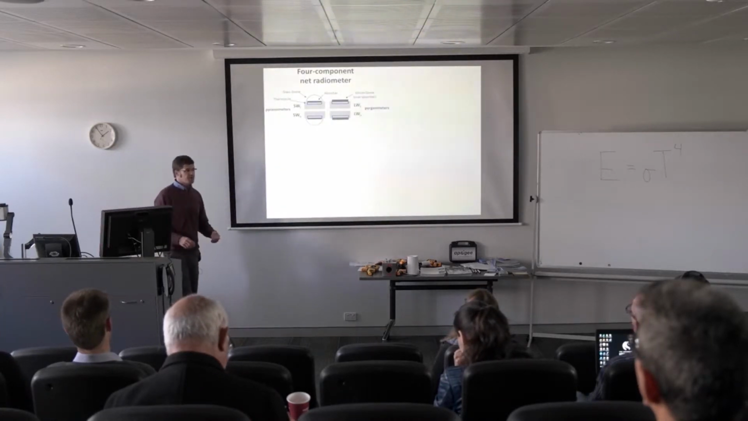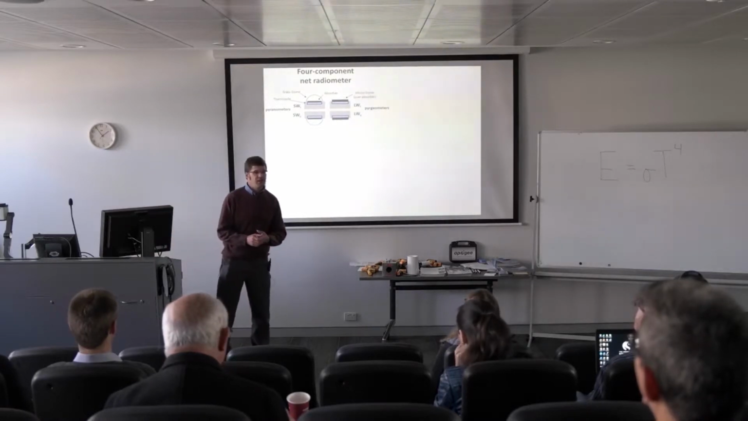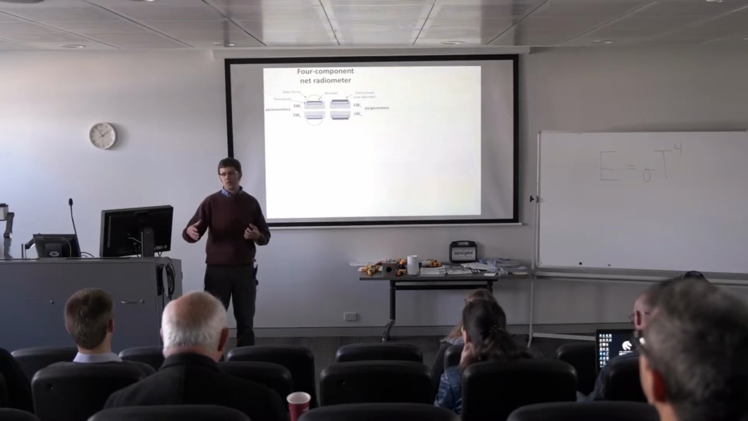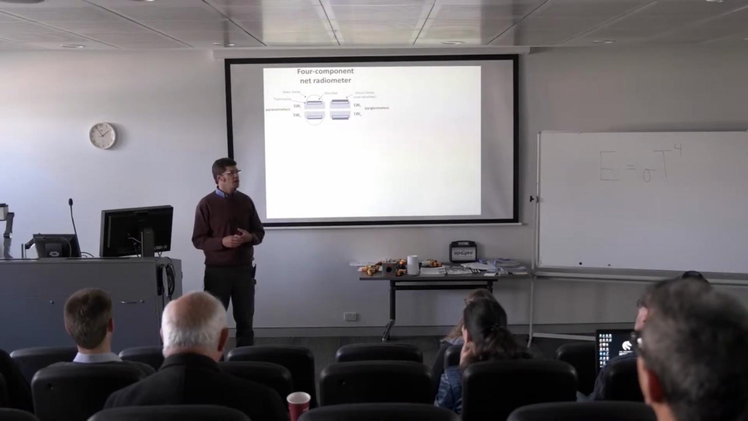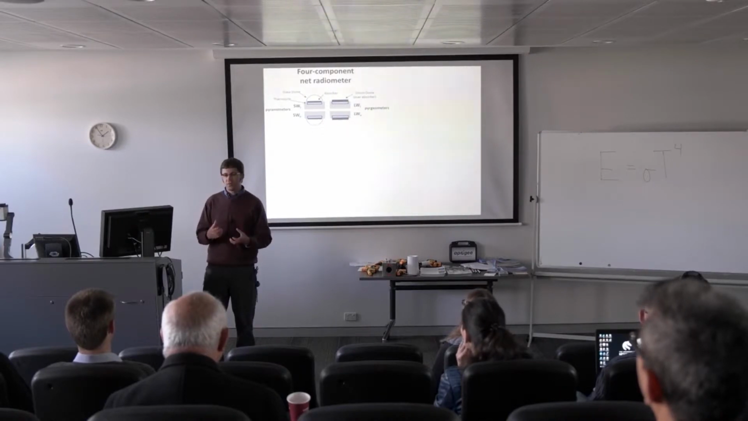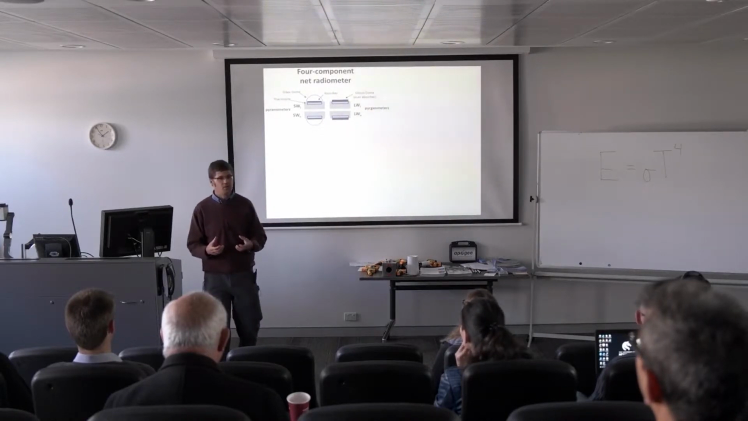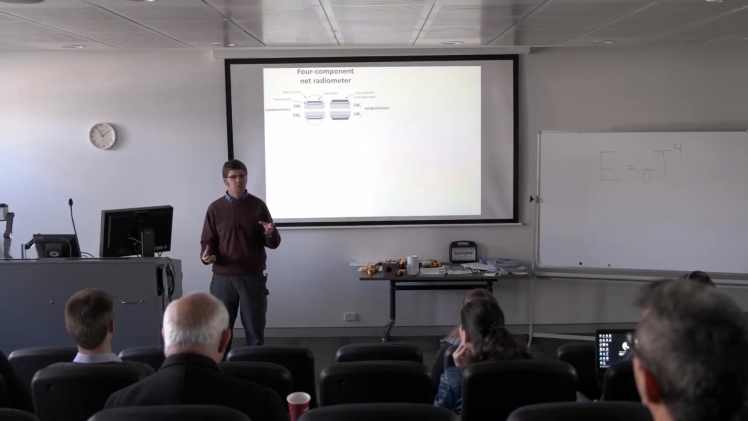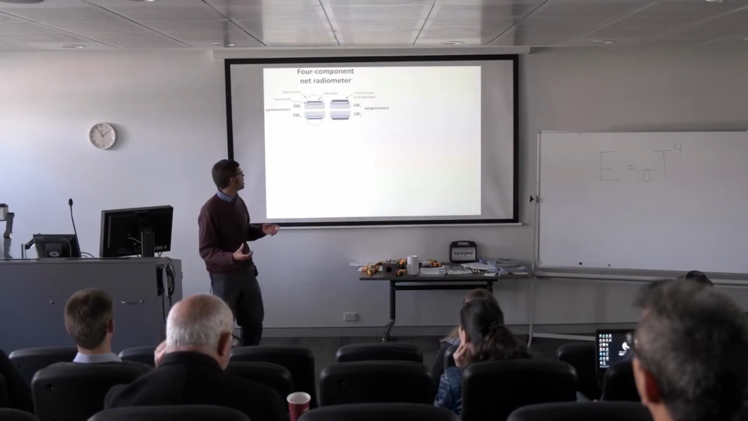So there are four kinds of net radiometers, and I'll start with the most complex, and then I'll move to the simplest. Most of the time, you don't see too many of the intermediate types of net radiometers. Usually there's four component instruments, which are the most complex, and they're quite common, or there's single component instruments, which are the simplest, and they're quite common.